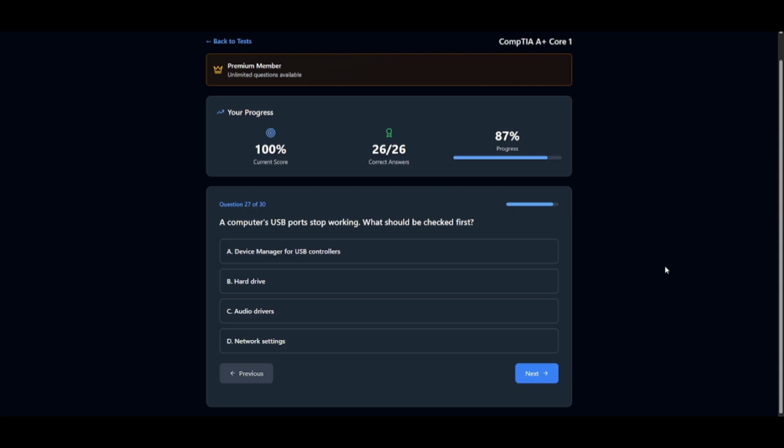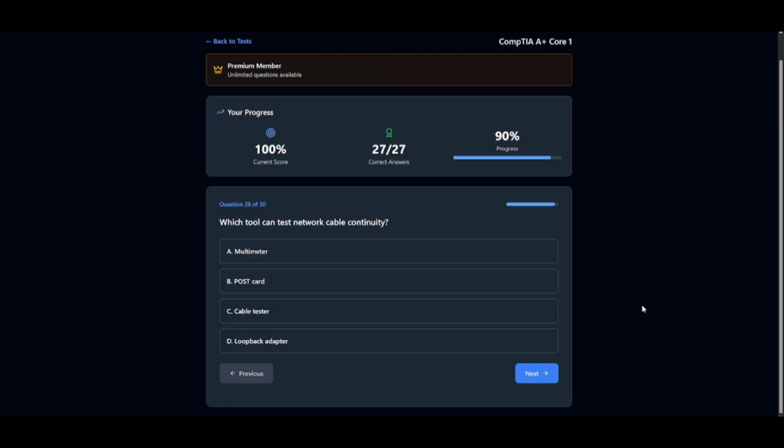Question number 27. A computer's USB ports stop working. What should be checked first? Think about this for a moment. And the first thing we check in this situation would be A, the Device Manager for USB controller issues. A likely culprit could always be your drivers being outdated or incompatible with the parts in your system. So the first thing we do is we just check Device Manager before we open anything up as far as the computer itself.